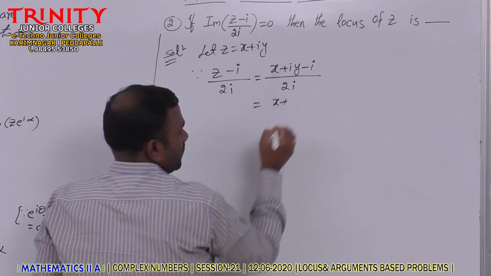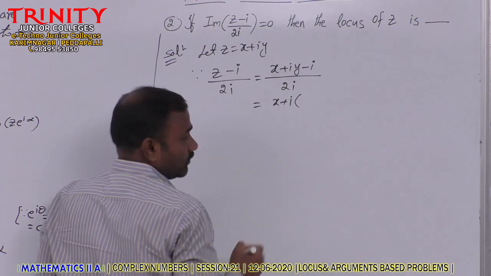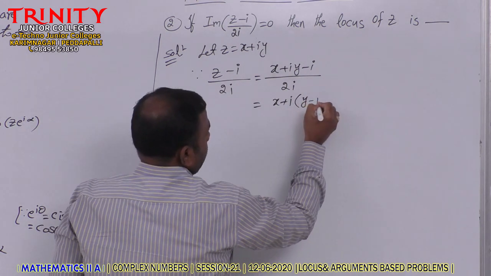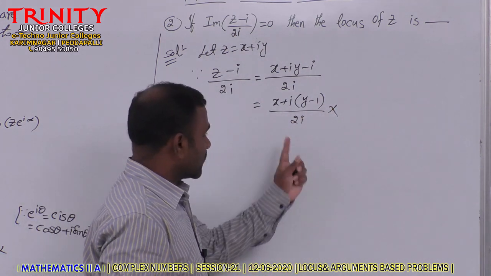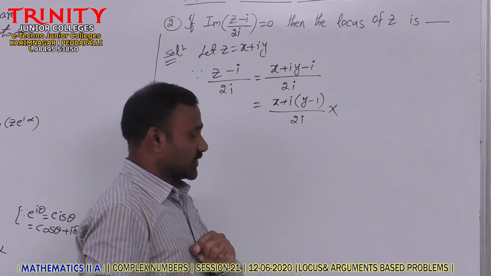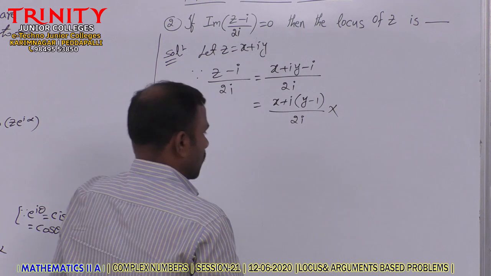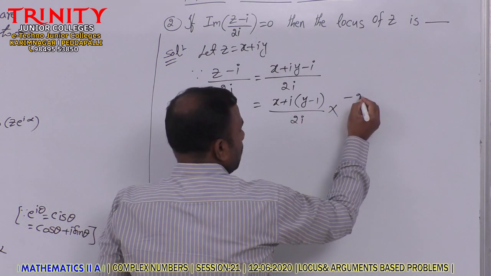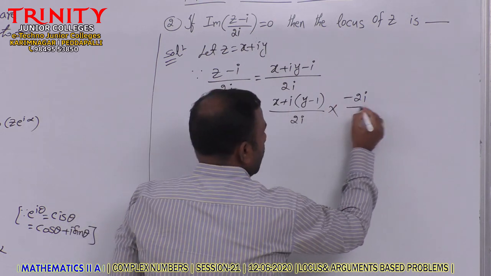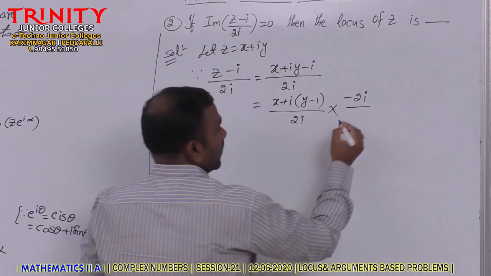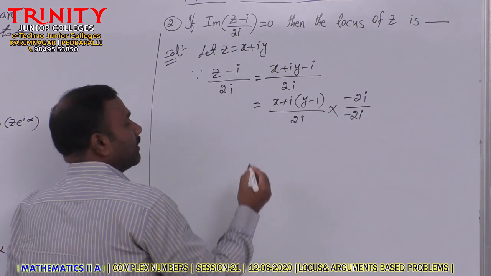Numerator expressed in the form of real and imaginary: x plus i of y minus 1 divided by 2i. Go for conjugation. Why? Because in the denominator we have imaginary number. To remove the imaginary part, we will go for the conjugation. Multiply and divide with its conjugate. 2i conjugate is minus 2i. That is, multiply and divide by minus 2i.